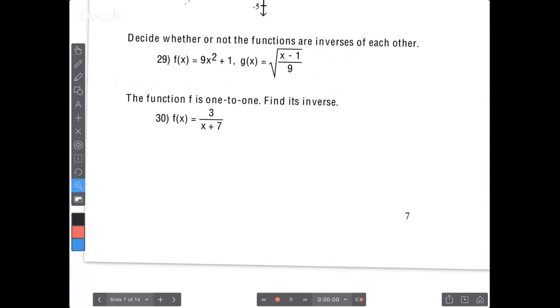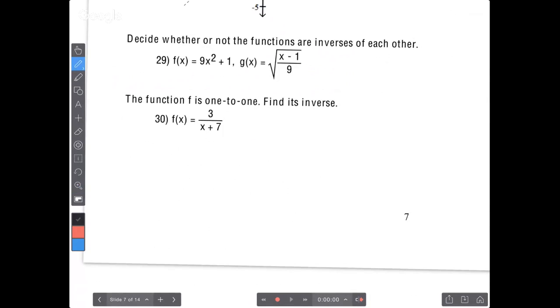Number 30. Finding the inverse of a function. So here I've got y equals 3 over x plus 7. I'd like to switch x and y to find an inverse. So that means x equals 3 over y plus 7. Now I want to solve this rearranged function for y, and that will be the inverse function. So let's see. How am I going to get y by itself?